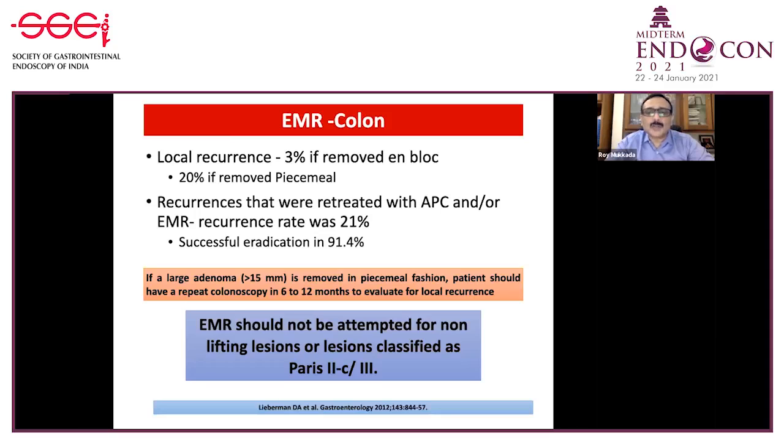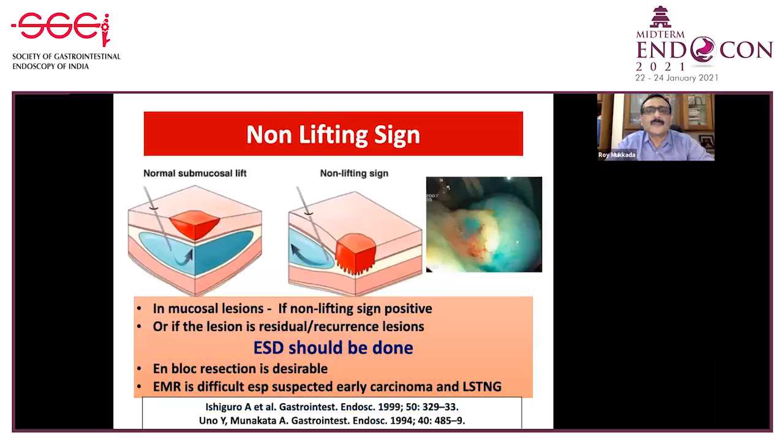EMR should not be attempted for a non-lifting lesion or lesions classified as Paris 2C or 3. A word about the non-lifting sign. When you inject into the normal submucosa, there should be a lift. Here you can see on the right side, the lesion is not lifting up.